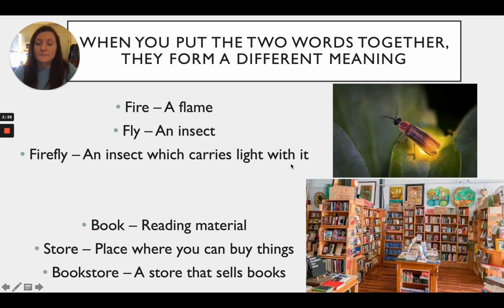Another example of this is book, which is reading material, and store, which is a place where you can buy things. So when we take the word book and store and put it together and make it a compound word of bookstore, we are now talking about a store that specifically sells books. You go into that store looking for books.